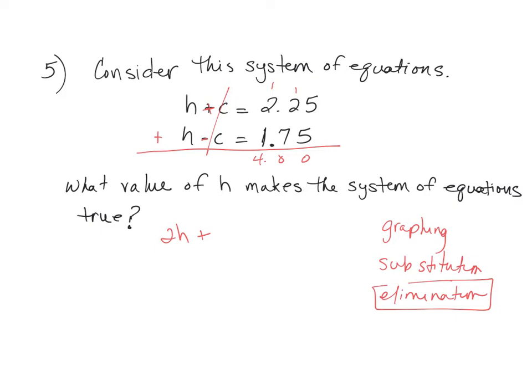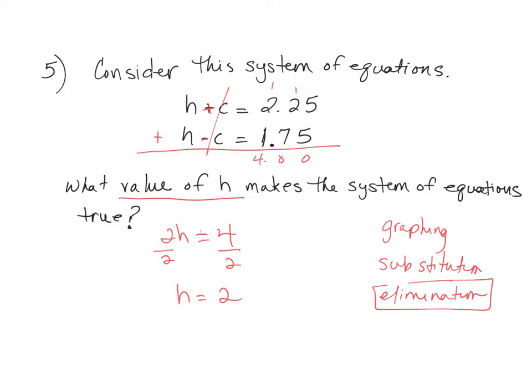Actually that shouldn't be a plus sign, that's an equal sign. Okay. So what we have is 2h equals 4. And ideally that's what they want. They are looking for the value of h. So to solve for h, divide both sides by 2, so h equals 2. That is the easiest way to solve a system of equations.